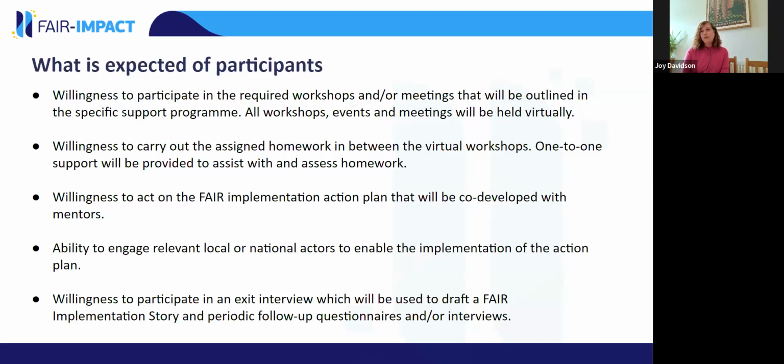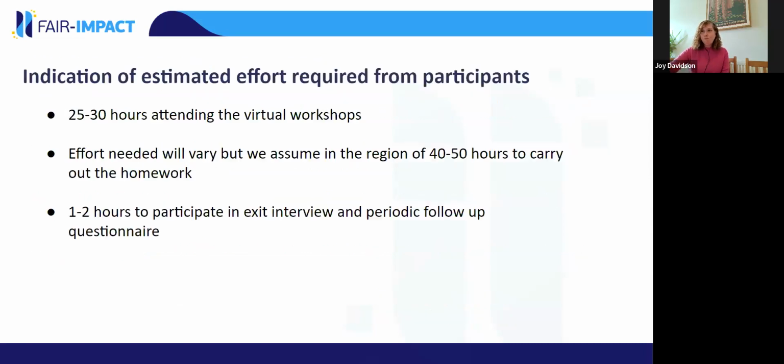The final thing is that, as I mentioned, we want to share the experiences more widely so that it's not just living within the support cohort. So we want everybody who takes part to participate in an exit interview, which will be used to draft a FAIR implementation story. This is something we will co-author with you, and you will have a published output sharing your experience. Based on the life of the project, we've got another 2 years, we will have some follow-up questionnaires just to see how you're getting on in the longer term after your participation. So we would expect you to be willing to participate in those as well.